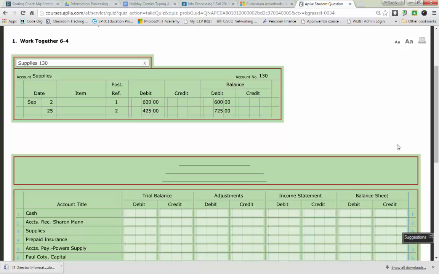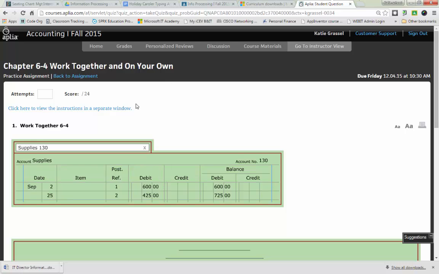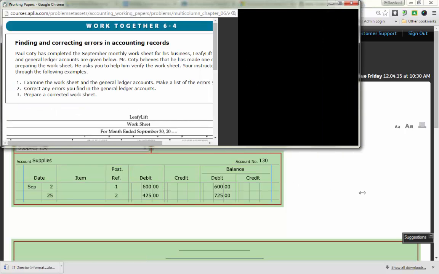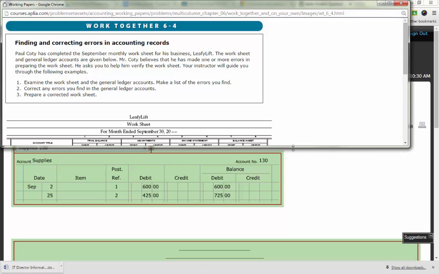And after you post, we prepare a worksheet. Okay? Do you think their worksheet came out? No, because remember the cardinal rule. If your trial balance does not come out, what are you supposed to do? Stop.